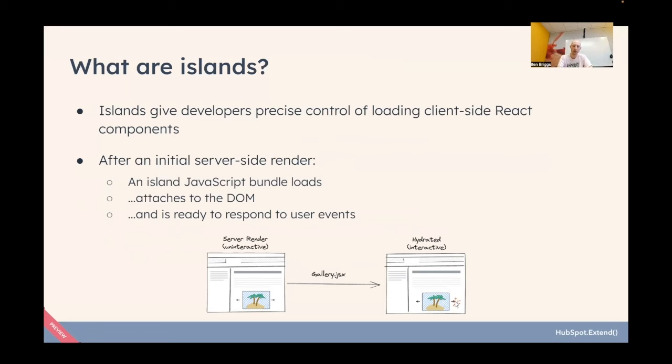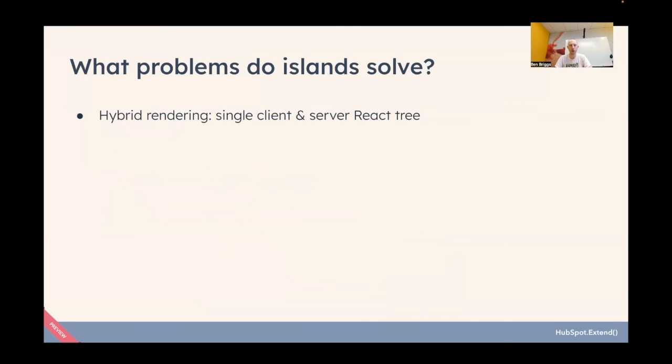In this diagram, we have an initial server-side render of the image gallery that is uninteractive. We then load just the gallery component on the client side, and then hydrate it onto the page so that it is now interactive and ready to respond to any clicks or user events. We can also have multiple islands on a page. In this case, we have multiple instances of the same island, but we also could have multiple islands of completely different code all on the same page, loaded in parallel. So what are the problems we described before that islands solve exactly?